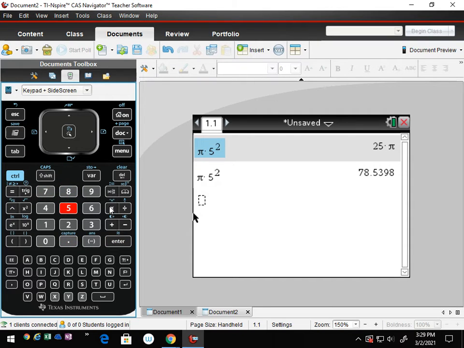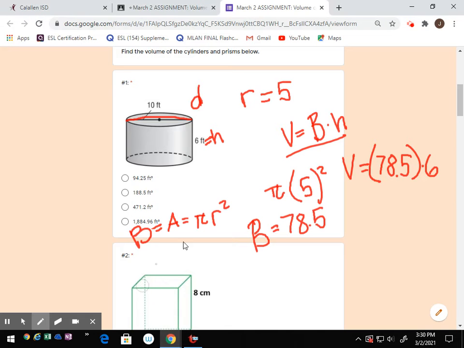78.5 times 6. Oh, didn't write it. 78.5 times 6. Okay, enter, 471. We rounded, so the closest answer is answer choice C. Okay, let's go ahead and go on to number 2.